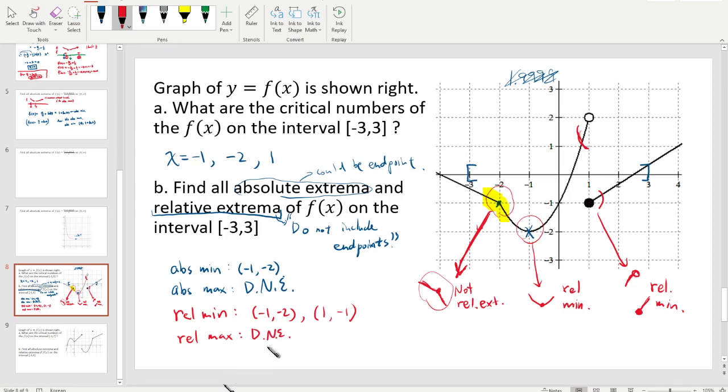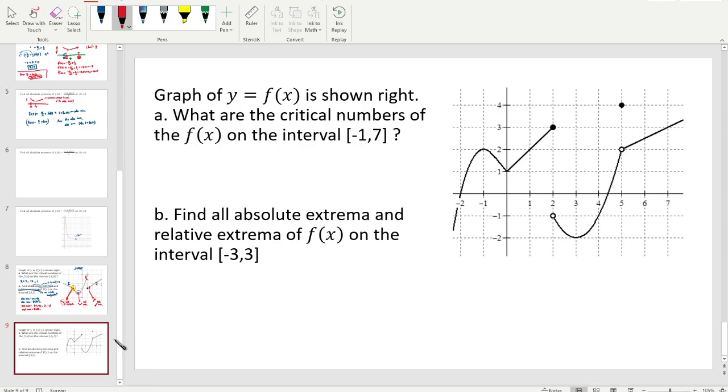All right, since that was a little challenging, let's do another one to enhance your understanding here. Okay, this time you're taking the portion from -1 until 7.